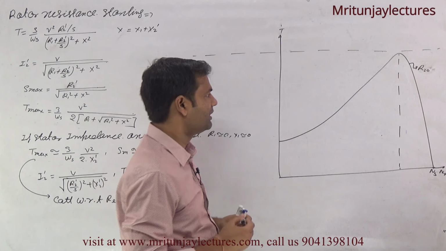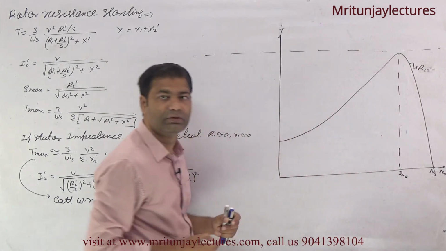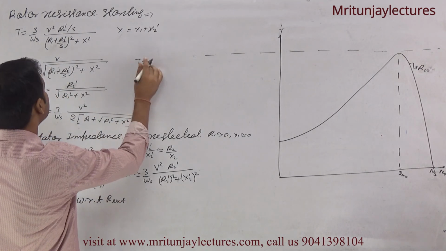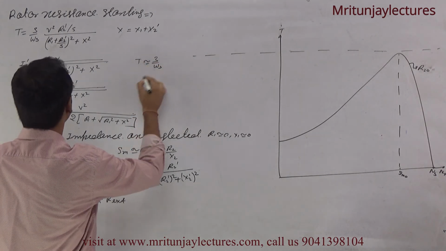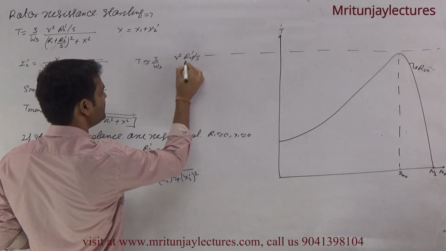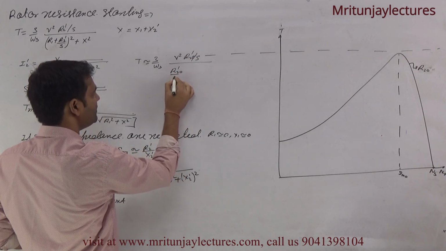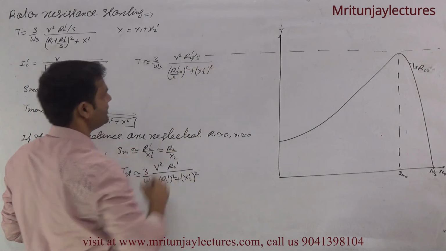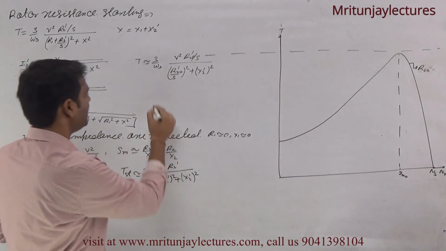Clear? What about maximum slip? That is SM0. Clear? If any doubt, it is written as 3 divided by V square into R20 dash, divided by R20 dash divided by S, the whole square, plus X2 dash the whole square. Then plotting like this one. And what about SM0?